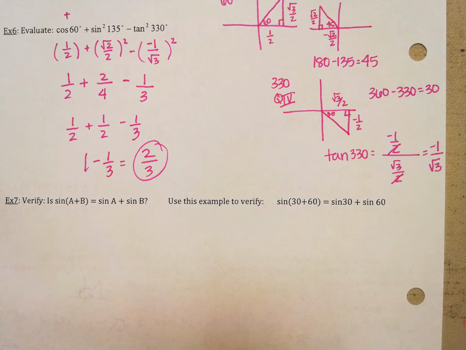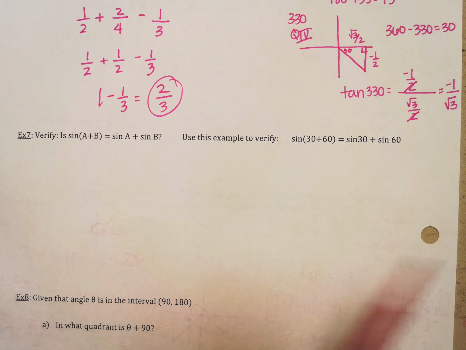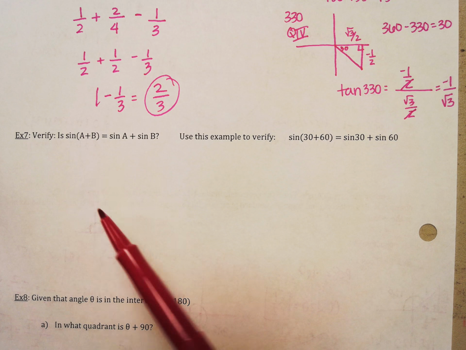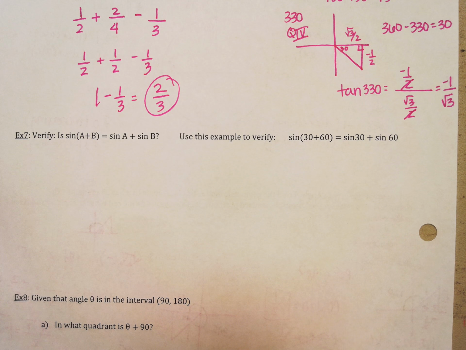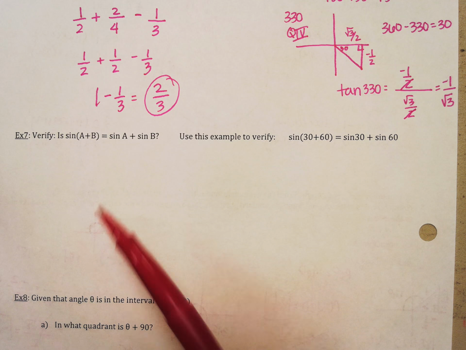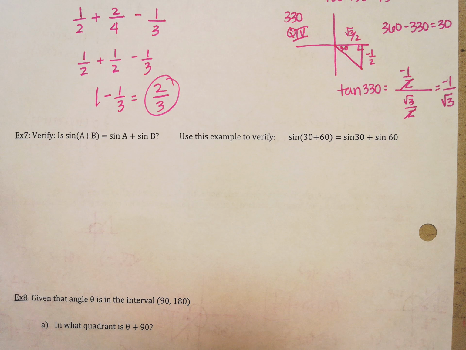And the last one, kind of like that, is down below. We're trying to decide if this identity would be true. Is it possible? A lot of times I like to distribute things throughout, like 4 times quantity x plus 4. I could distribute that 4 throughout and get 4x plus 16. This question's saying, can we distribute that sine?